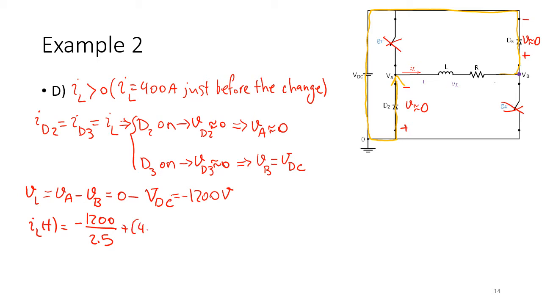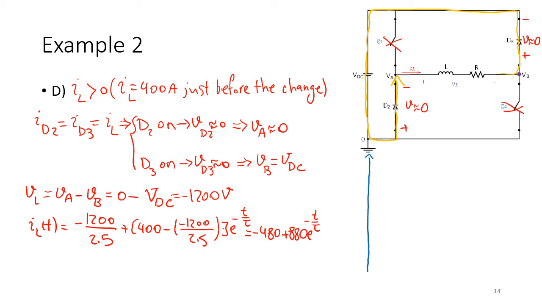Plus initial value minus final value over e to the minus T over tau, it will be equal to minus 480 plus 880 e to the minus T over tau. So in fact, if we try to draw this, we have the T here, we have the IL here.